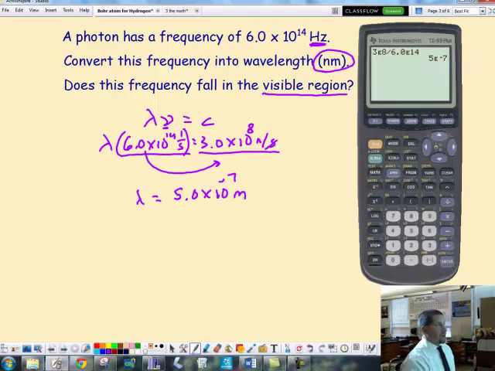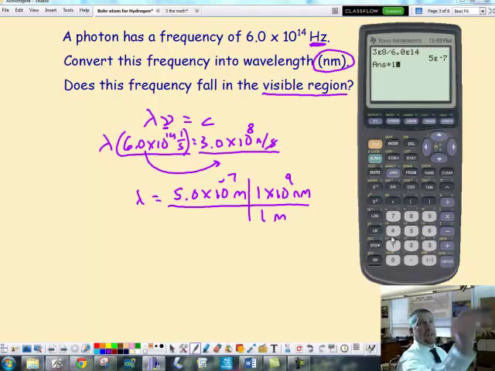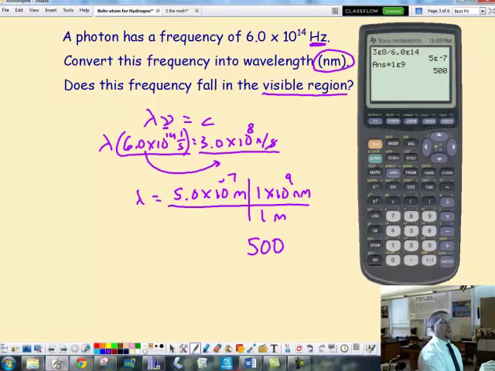Now, as I said, we want to compare it to the visible spectrum. So the visible spectrum, I'll show you it in a second, is in nanometers. And we're going to get a conversion, which is 1 meter, 1 times 10 to the 9th nanometers, and I'll show you that in a second as well. So multiply then my answer here times 1 times 10 to the 9th, and I get 500 nanometers. So now the question is, can I see it?